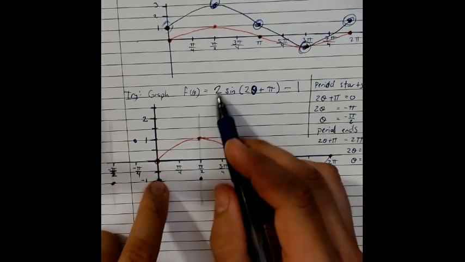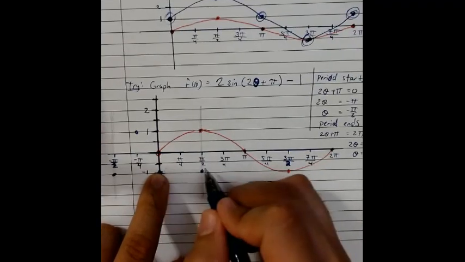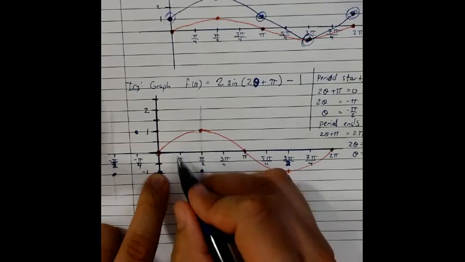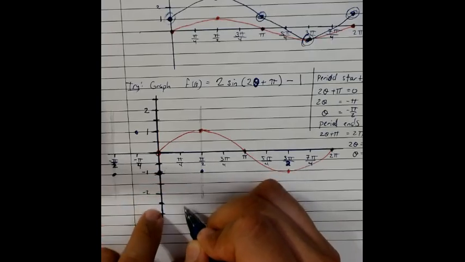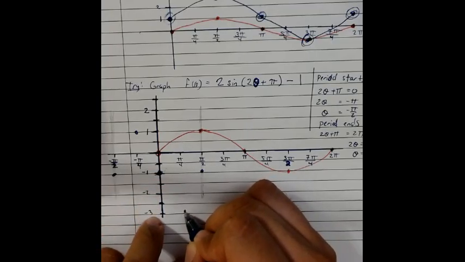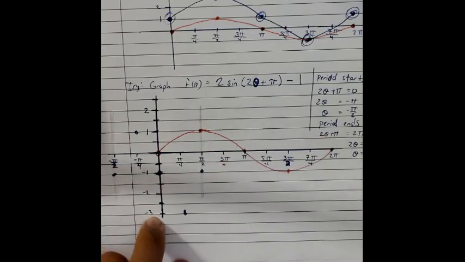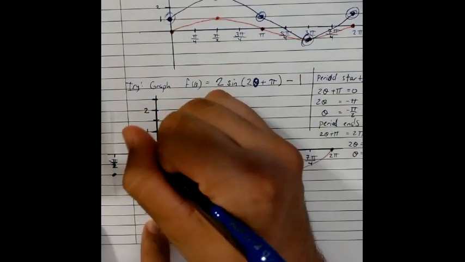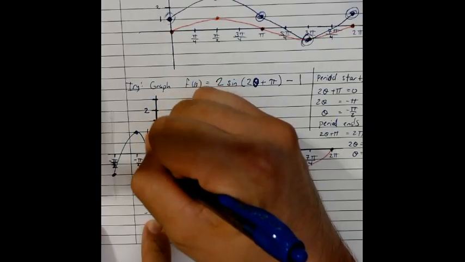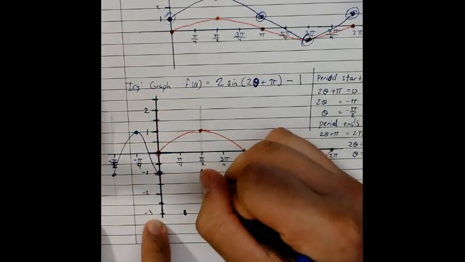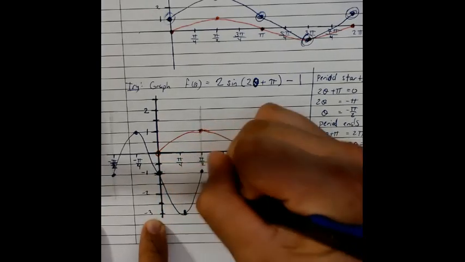And now our minimum will be 2 steps in the other direction. Halfway in between here, halfway in between 0 and pi over 2, that's pi over 4. And now I'm going to take 2 steps down from there to find my minimum. And again, I know that because of the amplitude. So now I connect my dots in the typical smooth curve in this wave form that we've seen over and over again throughout these sections.